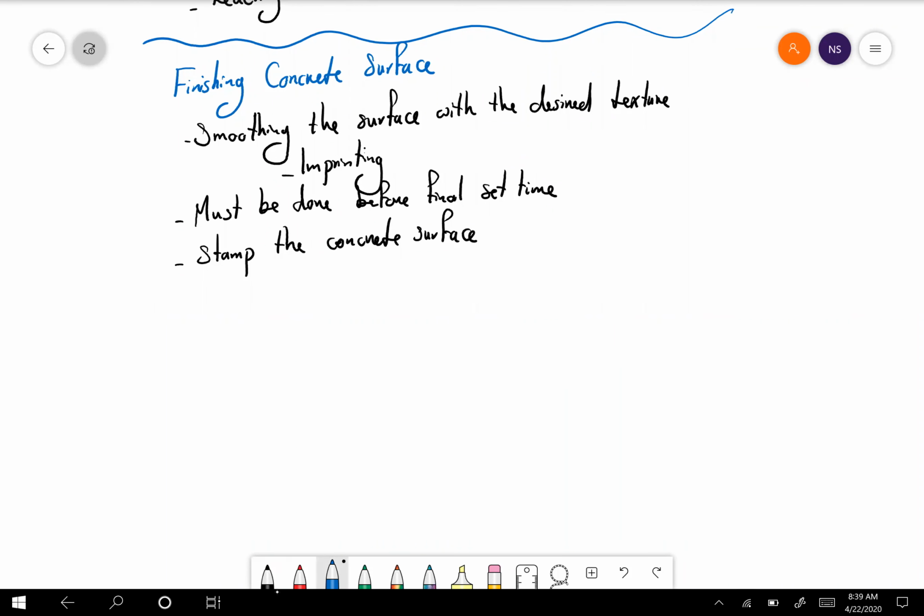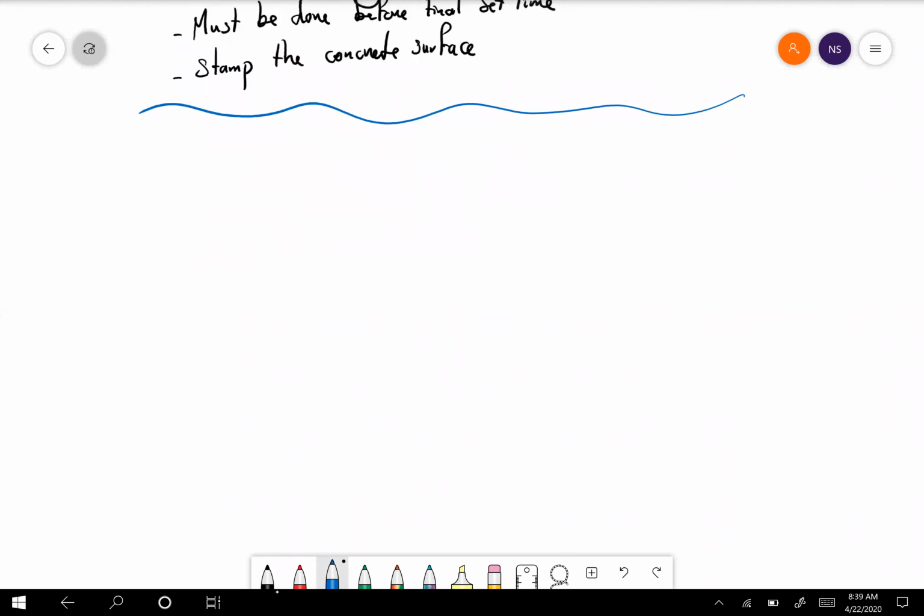So you probably think that this will be the last step in the process of placing the concrete, and you think you're done with the process, but it's not. Probably the most important process happens after you finish the concrete surface, and that's the curing process. So curing process.